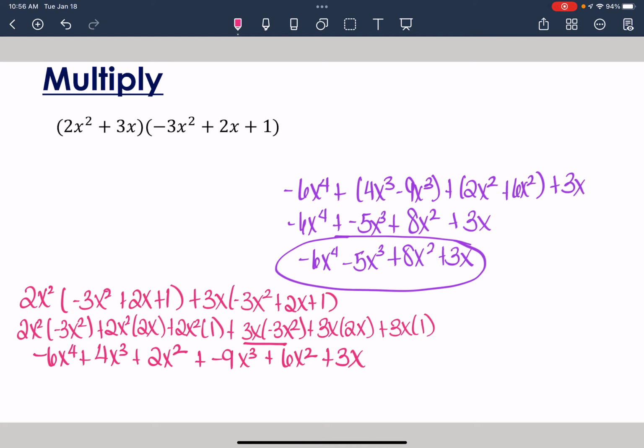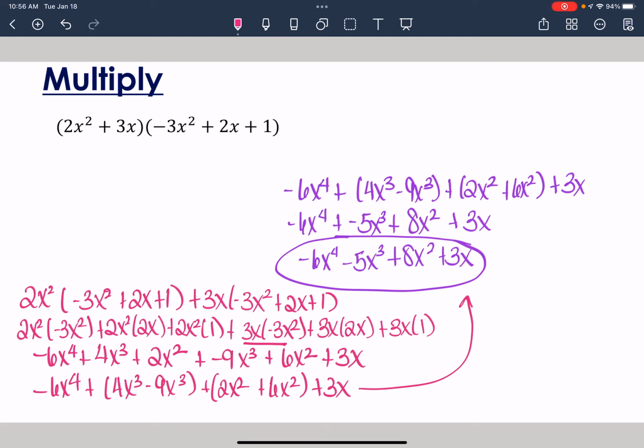Now finally, I can combine my like terms, so I get negative 6x to the 4th plus 4x cubed minus 9x cubed plus 2x squared plus 6x squared plus 3x. And when I combine those, I get the same answer as I did before, negative 6x to the fourth minus 5x cubed plus 8x squared plus 3x.